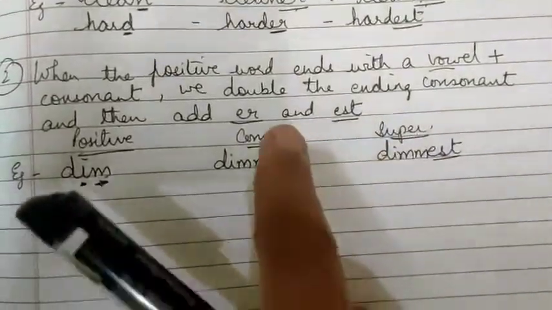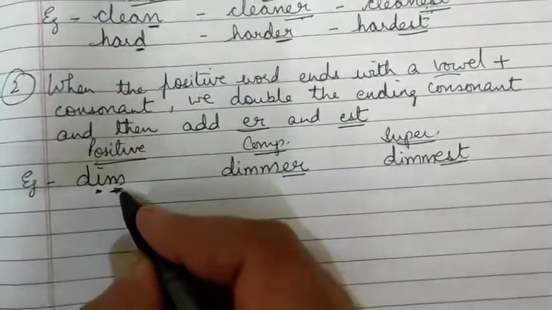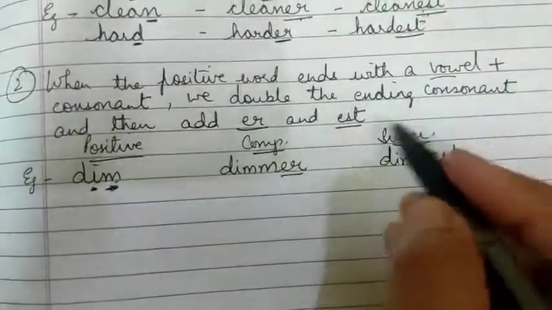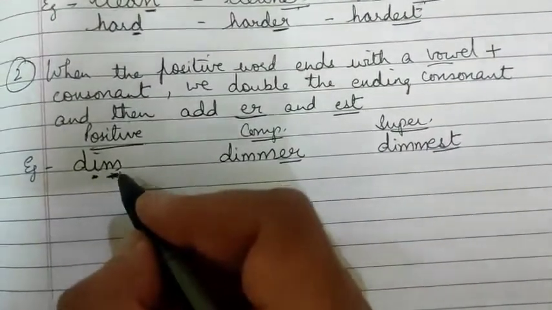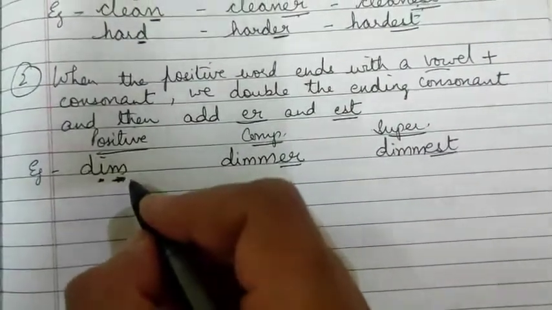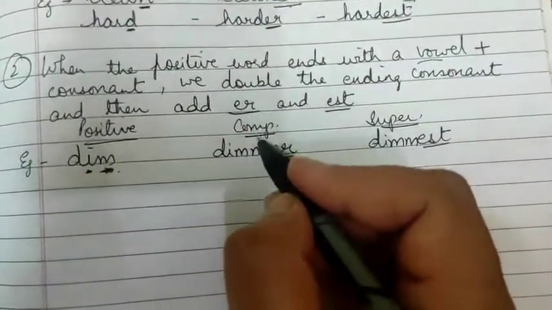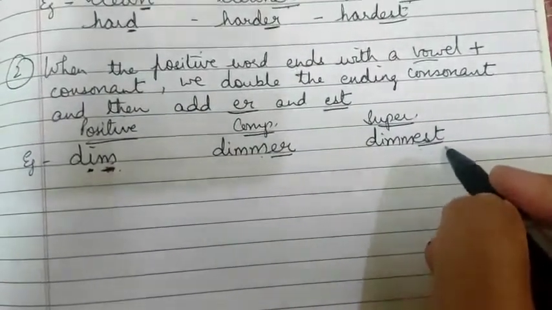Again I am repeating, when a positive word ends with a vowel plus consonant, means at the end there is a consonant but before the consonant there is a vowel, then we will double the ending consonant. The last consonant which is written in the positive word will be doubled. Means here double M will come, and in the comparative degree ER will be added, and EST will be added in the superlative degree.